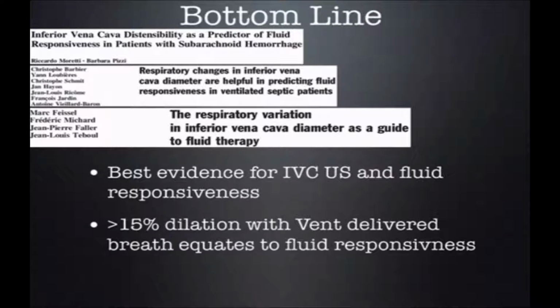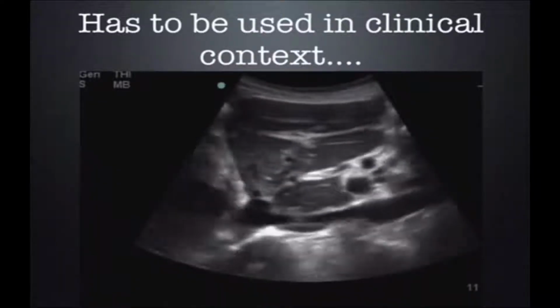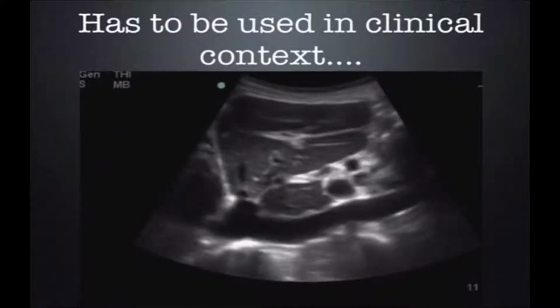They also, in all three studies, used tidal volumes that were a little bit higher than what we use today. We usually use tidal volumes around 6 cc's per kg. In these studies, they were trending towards more 10 cc's per kg. Nonetheless, each of them found around 15% dilation with a delivered breath with a ventilator correlated quite well with fluid responsiveness. A 15% increase in the caval index is a very widely accepted threshold for fluid responsiveness in the mechanically ventilated patient.